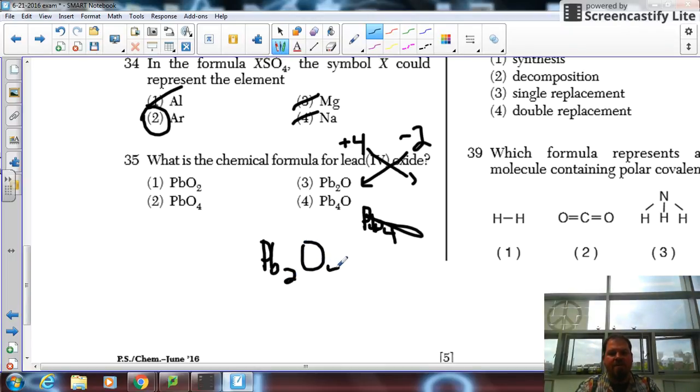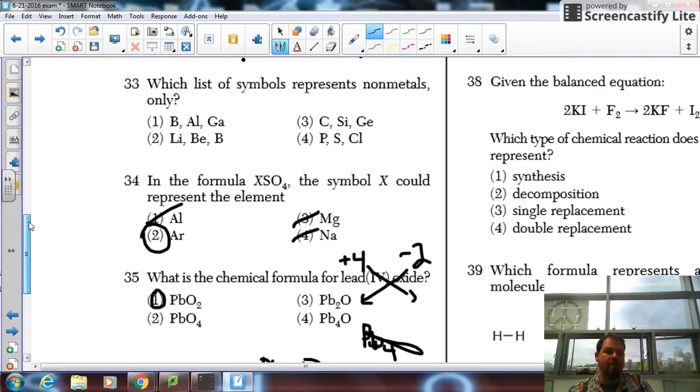And do I see this as a choice? No, and that's a good thing that I don't see this as a choice. You should be thankful because what I can do now is reduce. This 2 now becomes a 1, and this 4 becomes a 2. So this is PbO2, and I do see PbO2. So I got really lucky in this case that they didn't give me Pb2O4 and I'd have to know to reduce.